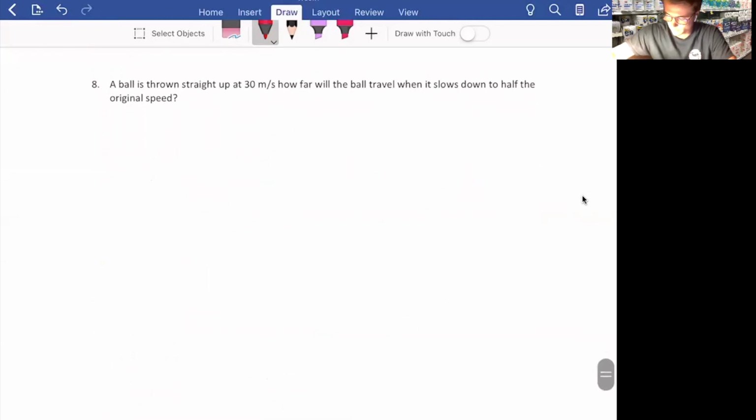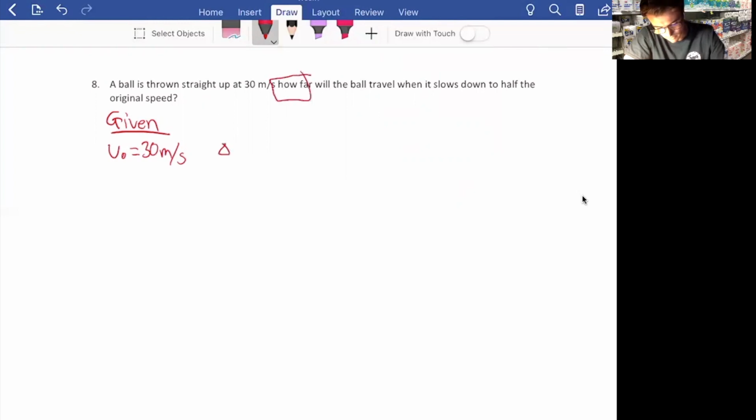Let's pound it out. So 8, a ball is thrown straight up at 30 meters per second. How far will the ball travel when it slows down to half the original speed? All right, so let's write out the givens. Okay, so what are our givens? Well, ball is thrown straight up at 30 meters per second. That's a given. So our velocity initial equals 30 meters per second. Okay, how far? So there's a question. How far is the ball? So what's the displacement? Question mark. Will the ball travel when it slows down to half the original speed?